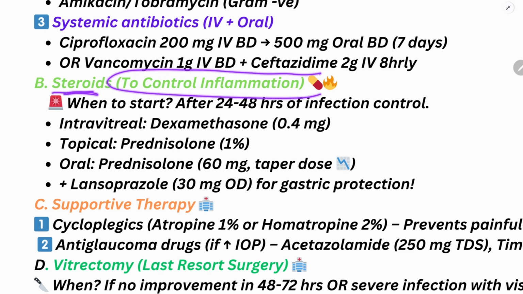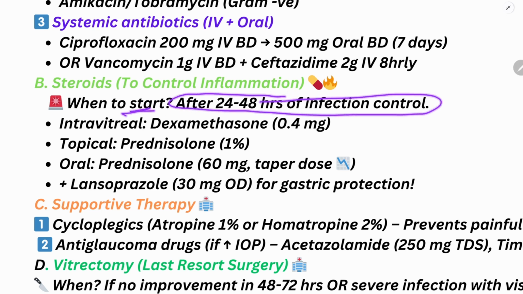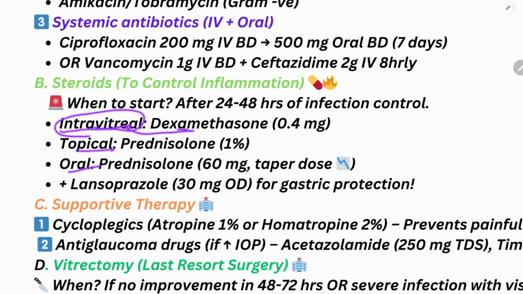Next one is steroids. Steroids are used to control inflammation. Steroids are majorly used to suppress the immune system of our body. So when to start? After 24 to 48 hours of infection, you can give these steroids, and you can give them as intravitreal, topical, oral, etc. In intravitreal, you will give dexamethasone, and topical you will give prednisolone, and oral you will give prednisolone 16 mg tapered dose. Tapered dose is nothing but you will slowly reduce the doses of the medication to reduce or discontinue it. Okay.